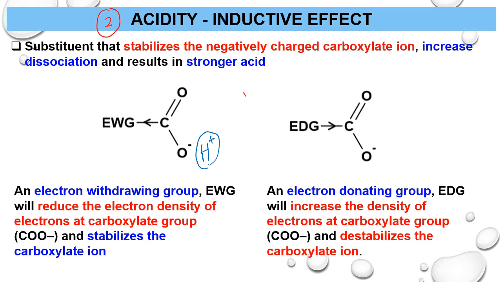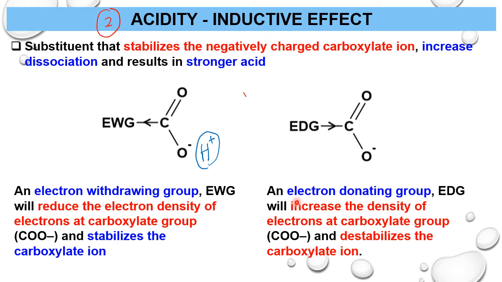Jadi dekat sini, kalau electron density rendah, maksudnya attraction of the negative charge towards the hydrogen ion is weaker. Electron density rendah, tarikan negative charge kepada positive ion weak. Maksudnya lagi senang untuk release H+, so you will get a stronger acid. Okay, so sebab tu dekat sini lah. Jadi if you have an electron withdrawing group, the acidity of your carboxylic acid will increase, compared to if you have an electron donating group.